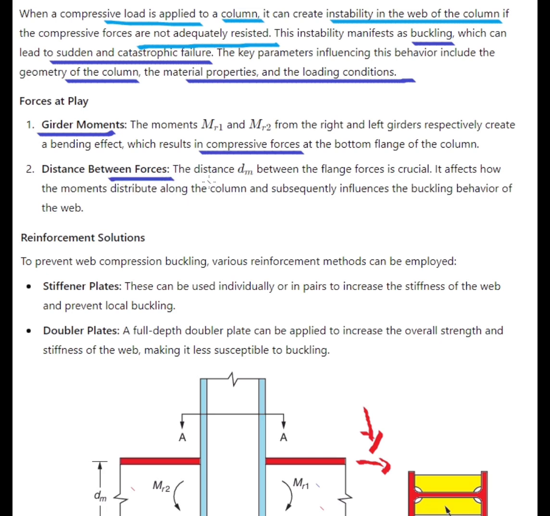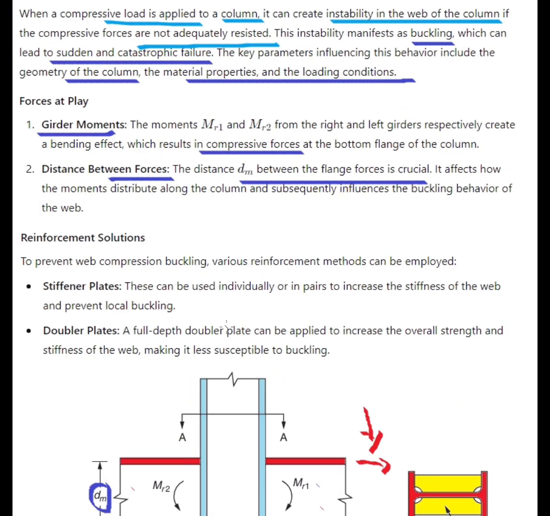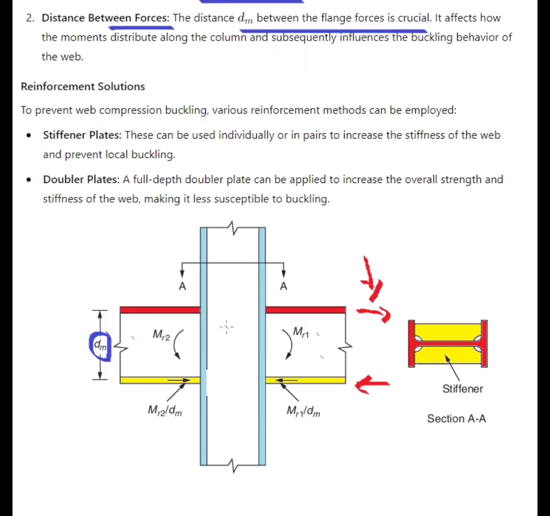Distance between the forces: the distance dm between the flange forces is crucial. Here, this distance dm is important because it affects how the moments distribute along the column and subsequently influences the buckling behavior of the web. If dm is high for the same moment magnitude, the force will be less, because we can calculate force as moment divided by distance. So if this depth is more, then the compressive force will be less. Then the flange can resist that force.